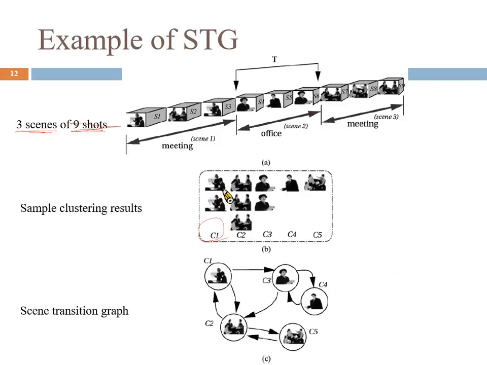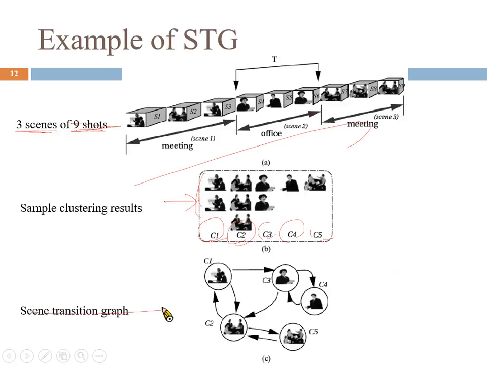Cluster one consists of these 2 video shots. We can see that these 2 are visually similar. The second cluster has 3 video shots: the third one, the fourth one, and the fifth one. Then, based on this cluster information as well as the temporal relationship, we can construct the scene transition graph like this.